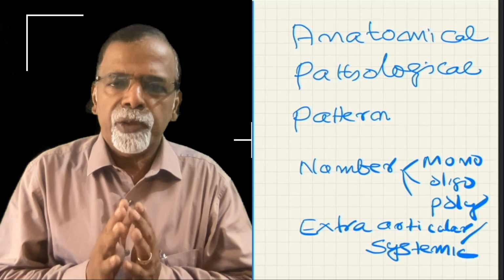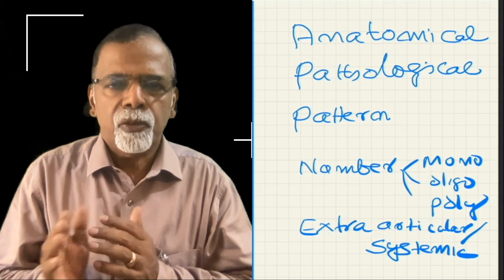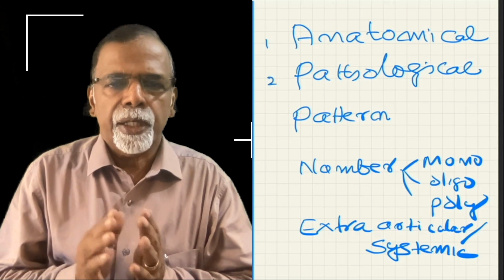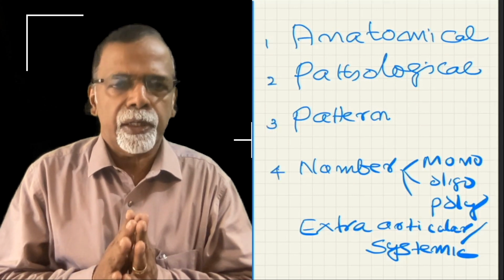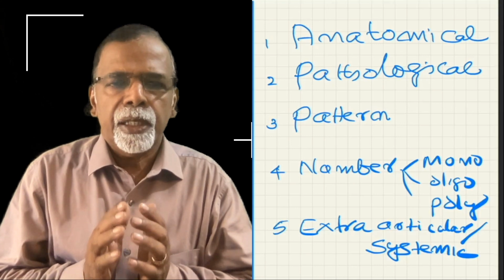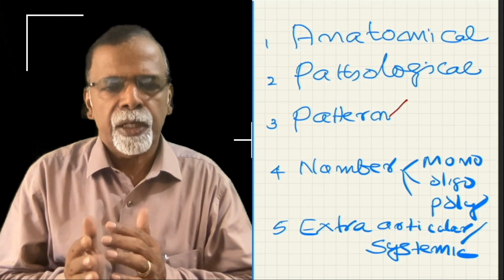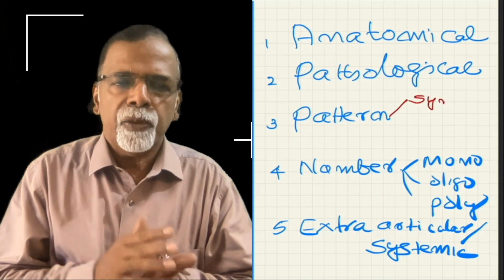Regarding the number of joints, we have already discussed that one single joint is monoarticular, 5 or more you call polyarticular, and 2 to 4 you say is oligoarticular. And regarding the pattern, in addition you have to think about whether it is a symmetrical involvement or asymmetrical involvement. Is it a migratory one or additive one?